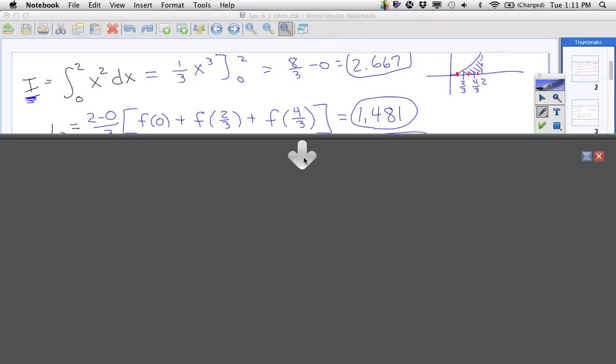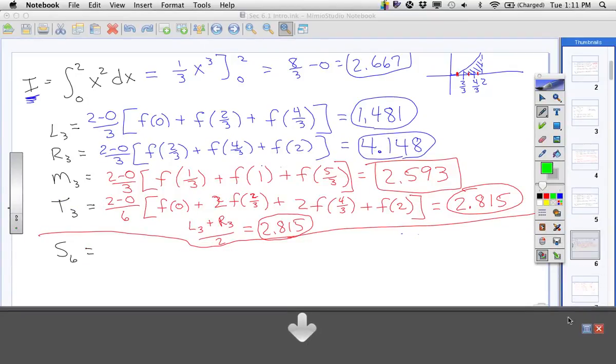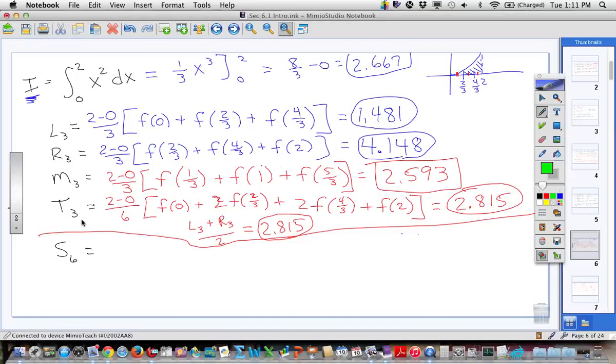Okay? So let's go ahead and go down here and finish this. This is why in this problem, when I did an L3, an R3, an M3, and a T3, that same problem would ask me for an S6. So an S6 is going to be 2 M3s plus a T3 and then divided by 3. Or an S8 would be 2 M4s plus a T4 divided by 3. Right? Or an S10 would be 2 M5s plus a T5 divided by 3. All right, so go ahead and do that.